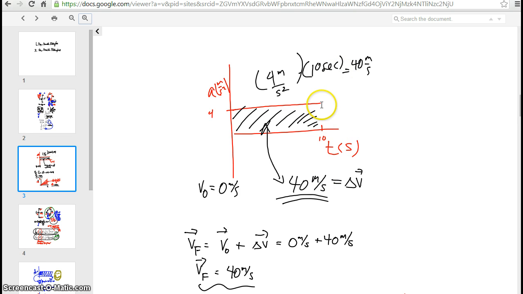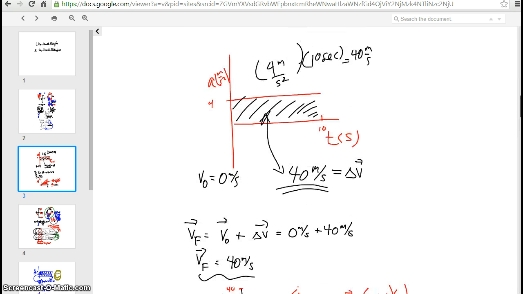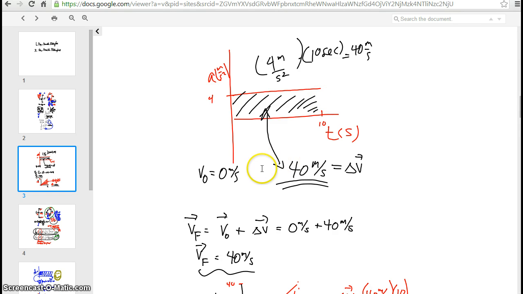What we need to do is make the area, which is the area of the rectangle, which is base times height. So our base is 10 seconds, while our height is 4 meters per second squared. We multiply these together, the variables cancel out, and we get 40 meters per second, and that's our change in velocity. And v0 is the velocity at 0 seconds, which is 0 meters per second.